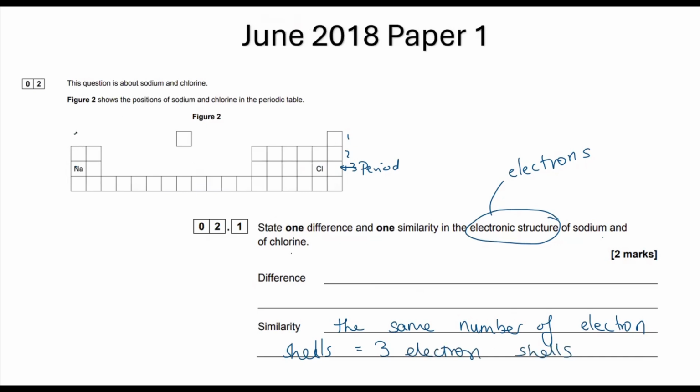However, the group numbers, this is number 1 and this is number 7, are different. So when you write a difference, make sure you give both sentences. You would say sodium has 1 outer electron, but chlorine has 7 outer electrons. Right, next question.